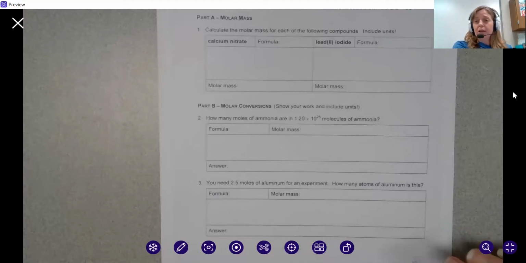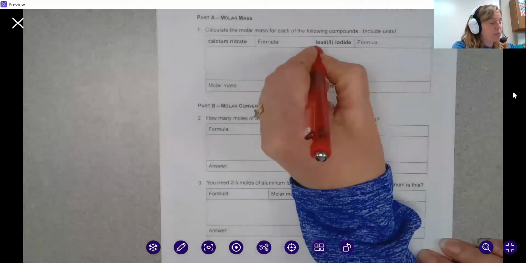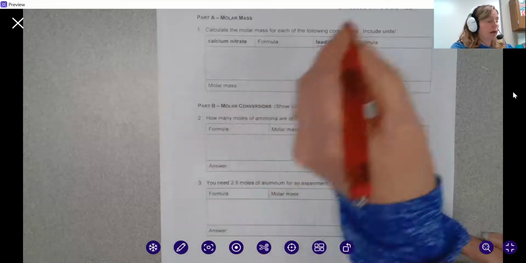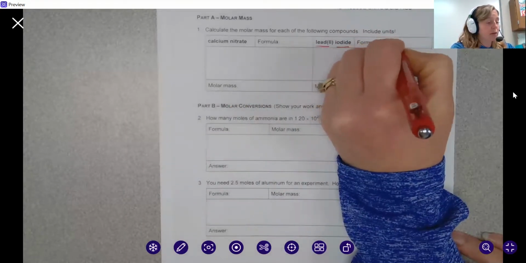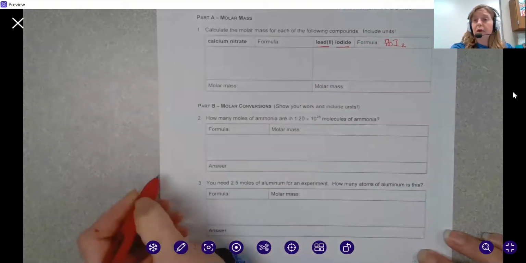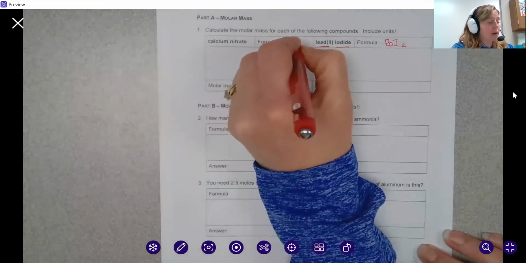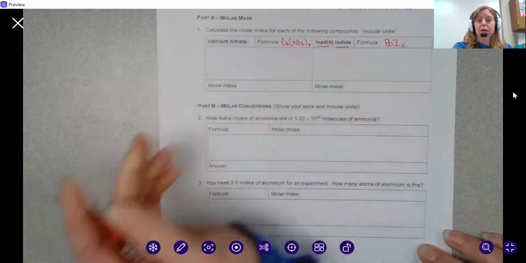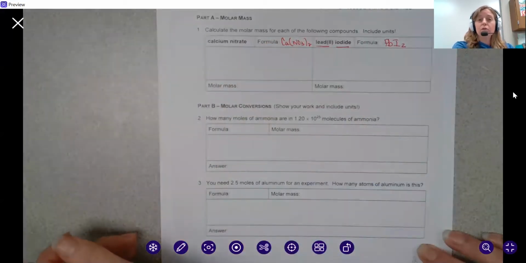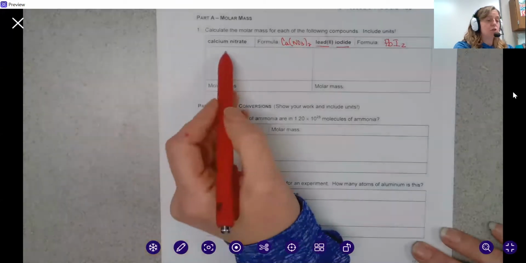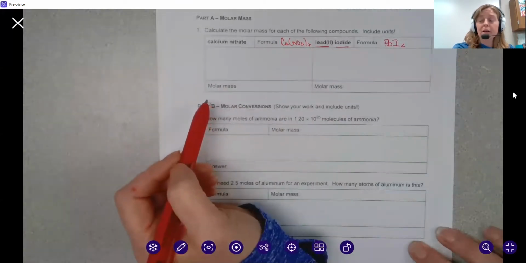One of the concepts you learned last week was how to calculate the molar mass of a formula, okay? In this example, they're giving you lead II iodide. The formula for lead II iodide is PbI2. That's going to be my formula. Now, the formula for calcium nitrate will be Ca(NO3)2, with a 2 outside the parentheses. So we're going to calculate the molar mass for each one of these ionic compounds.